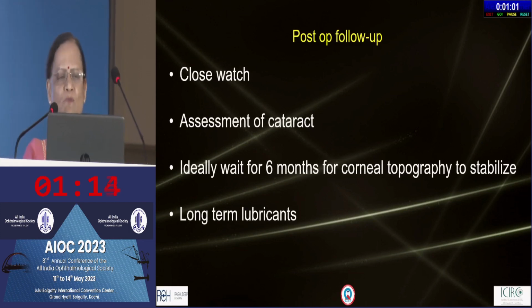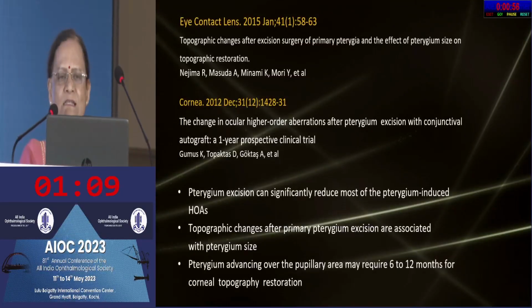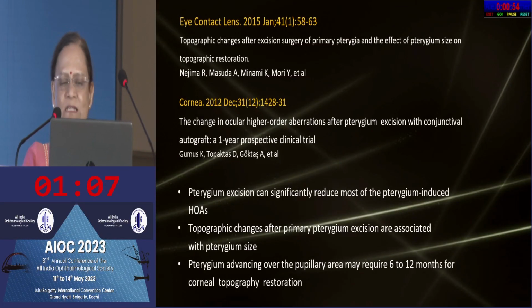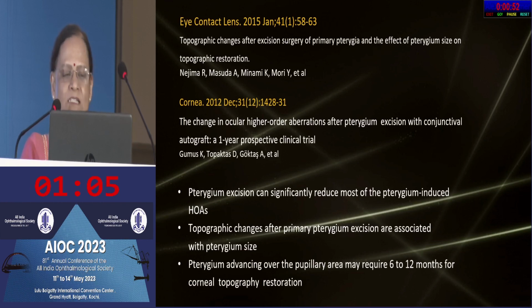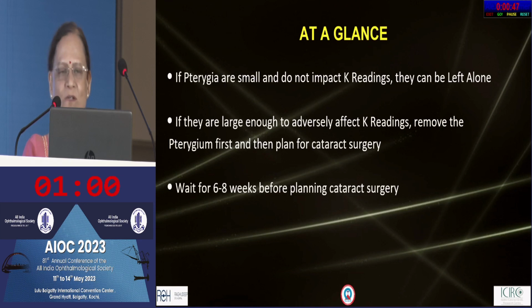We kept a close watch for follow-up and kept assessing the cataract. And these are the studies which show that pterygium excision can significantly reduce the pterygium-induced higher order aberrations, and topographic changes take about 6 months to a year to stabilize.